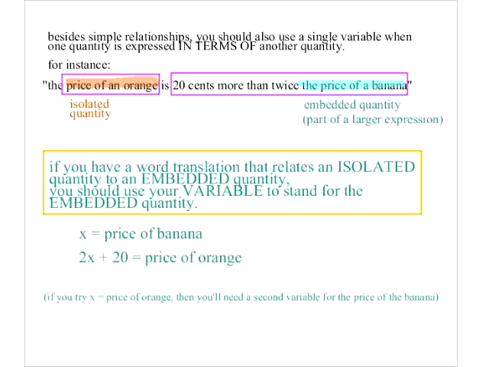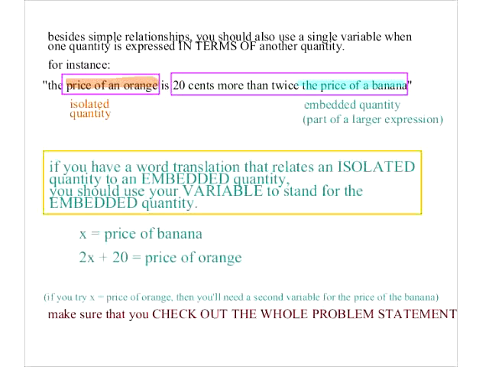So the point is, you have to have foresight here. Another takeaway is that you don't just want to assign the variable to the first unknown that you see. Make sure that you check out the whole problem statement before deciding what should be your variable. Don't just assign a variable to the first unknown that crosses your path.